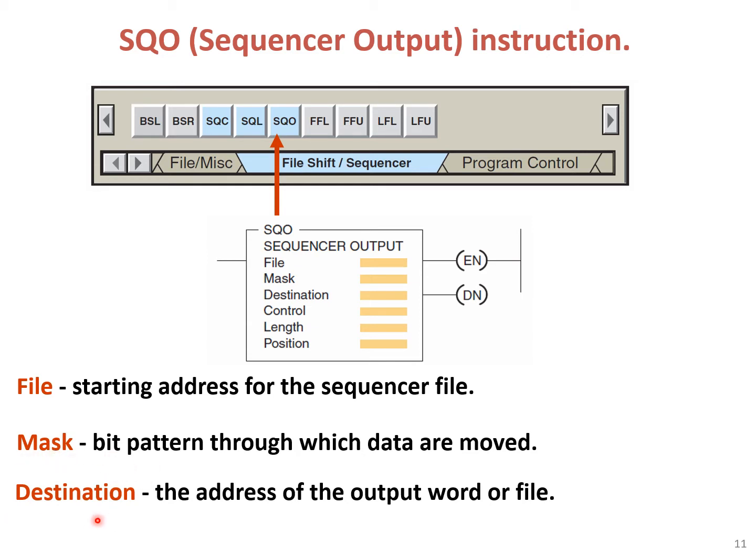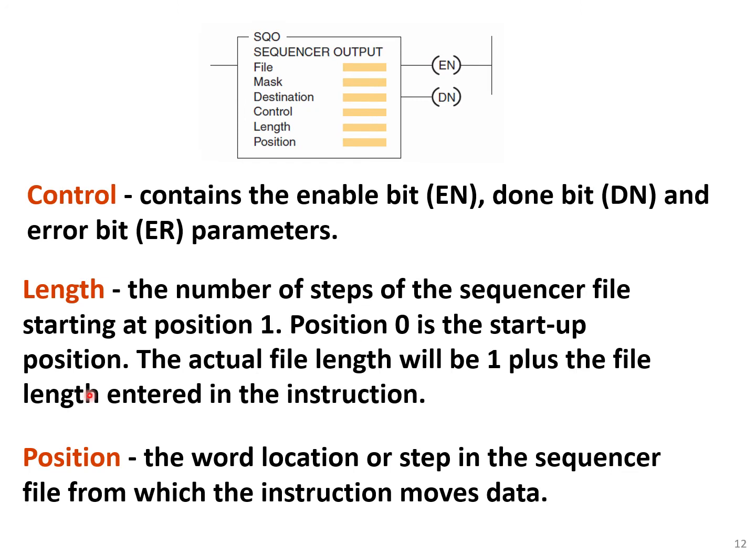Destination is the address of the output word or file. Once we are in a specific position on the file, we read that line, that combination of zeros and ones for the switches, and then we write it to the destination address because this is our output. Control contains the enable bit, done bit, and error bit parameters.